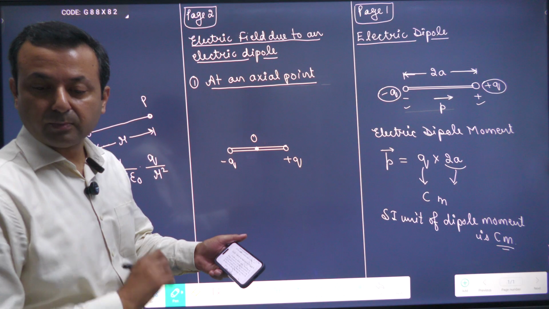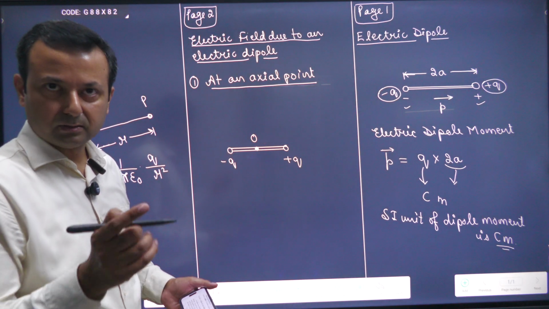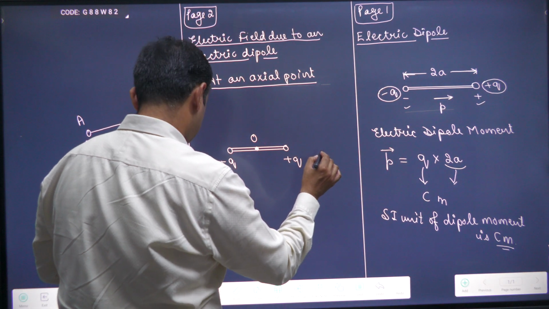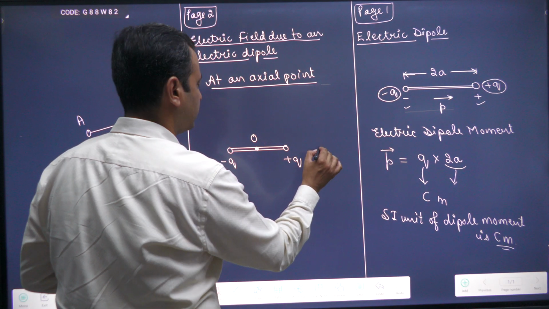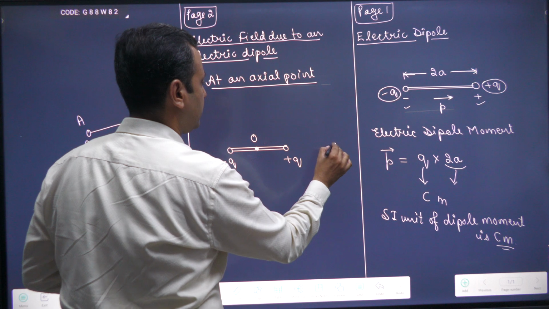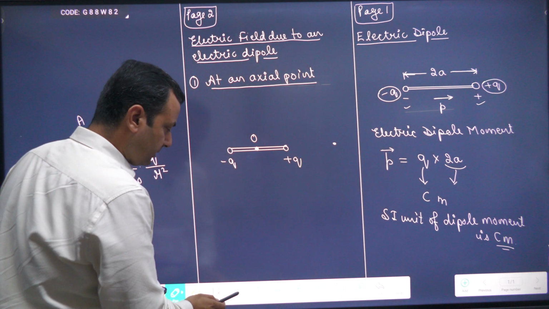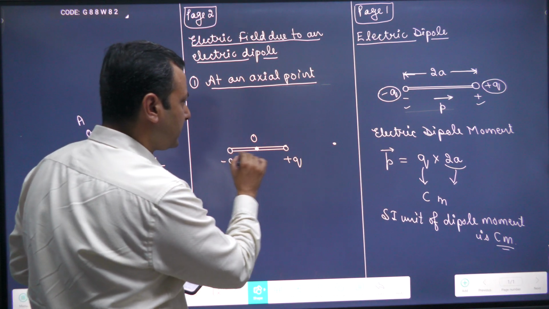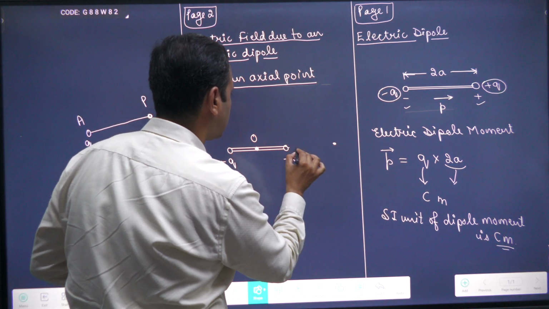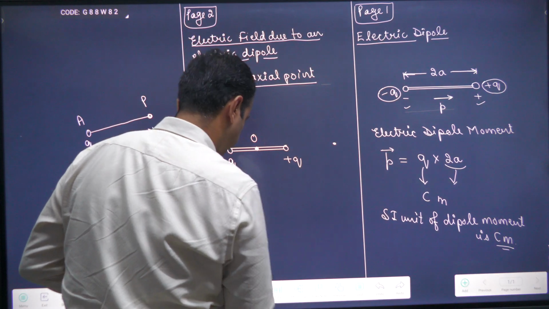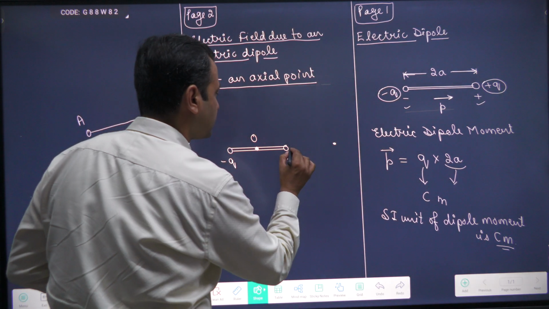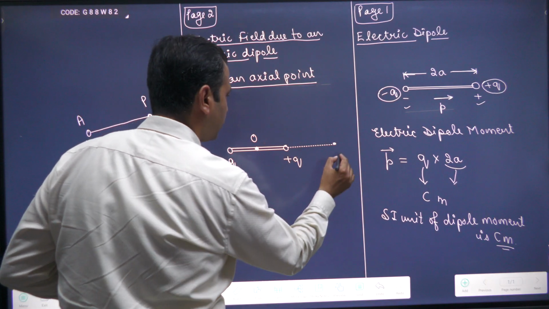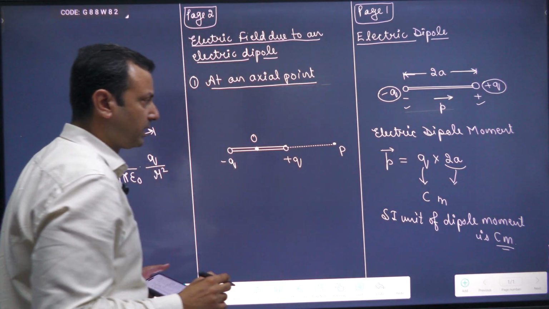Electric field at an axial point of a dipole. We are talking about this topic. So let us take a point P here. Since we are talking about electric field at an axial point, we will take point P on the axis of this dipole. So we have taken it on the axis of the dipole.